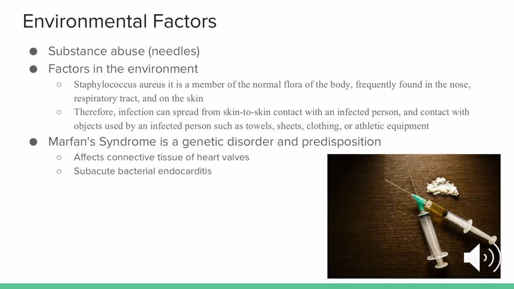Environmental factors. There are substance abuse and factors in the environment, such as Staphylococcus aureus, which is a member of the normal flora of the body, frequently found in the nose, respiratory tract, and on the skin. Therefore, infection can spread from skin-to-skin contact with an infected person and contact with objects used by an infected person, such as towels, sheets, clothing, or athletic equipment. And Marfan syndrome, a genetic disorder and predisposition. It affects connective tissue of heart valves.